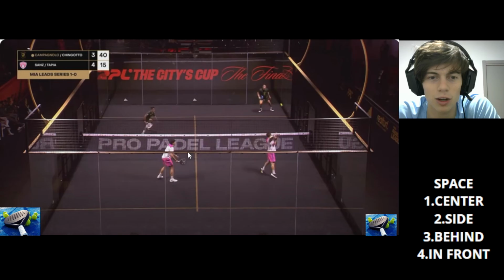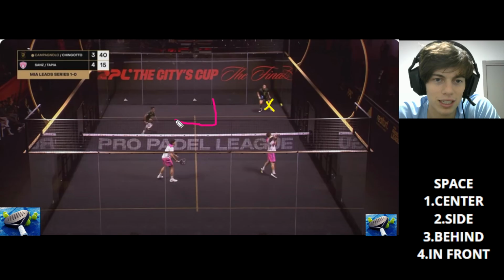Sanz understands this concept beautifully. Look at this. Look at this. What happened? Of course, Chingotto and Campagnolo are in a sword position. And after Campagnolo hit the ball, I will indicate it here, where he is. Actually, there was a lot of space left, let's say in this zone of the court.